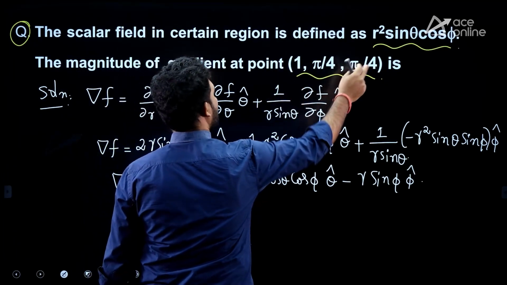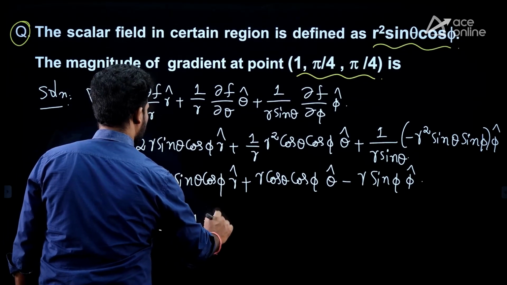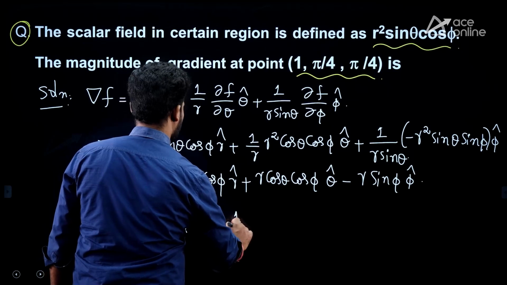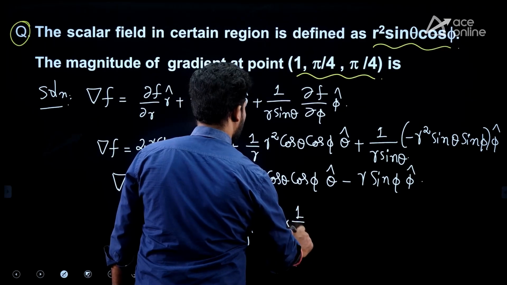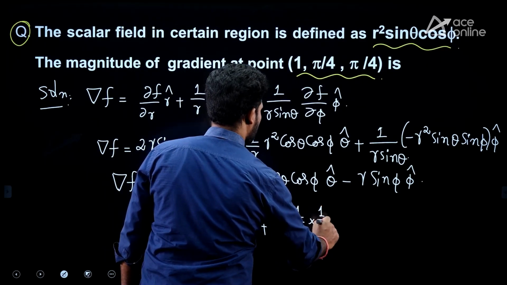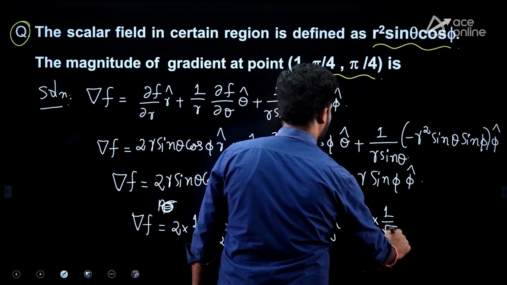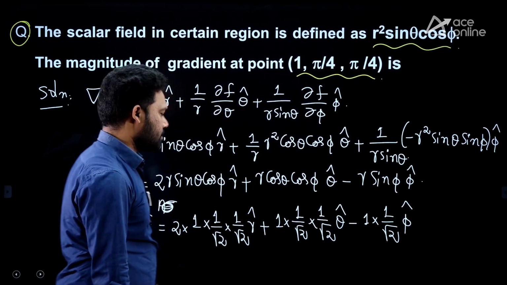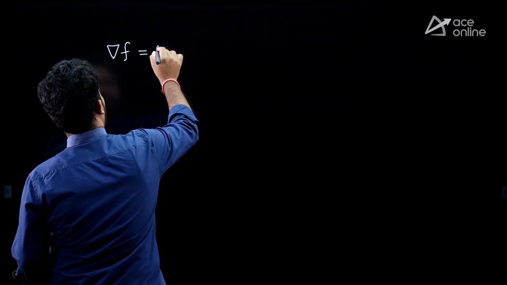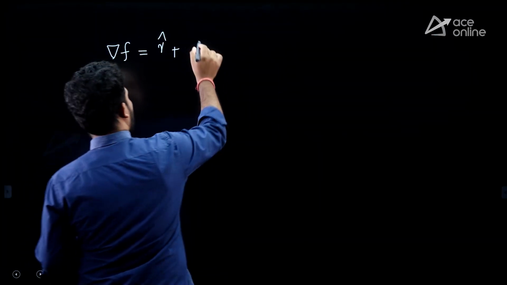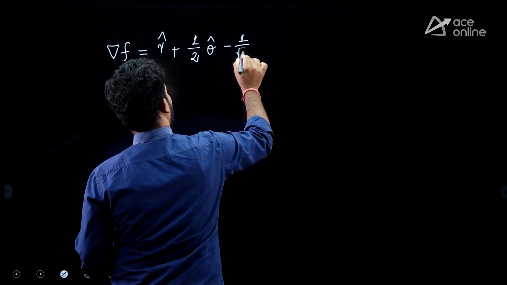He is asking at that point, substitute here r, theta, phi. So gradient of f is equal to 2 into 1 into 1 by root 2 into 1 by root 2 into r cap plus 1 into 1 by root 2 into 1 by root 2 into theta cap minus 1 into 1 by root 2 into phi cap. I am going to turn the page here. So what is the gradient of f, guys? It is r cap plus 1 by 2 theta cap minus 1 by root 2 phi cap.